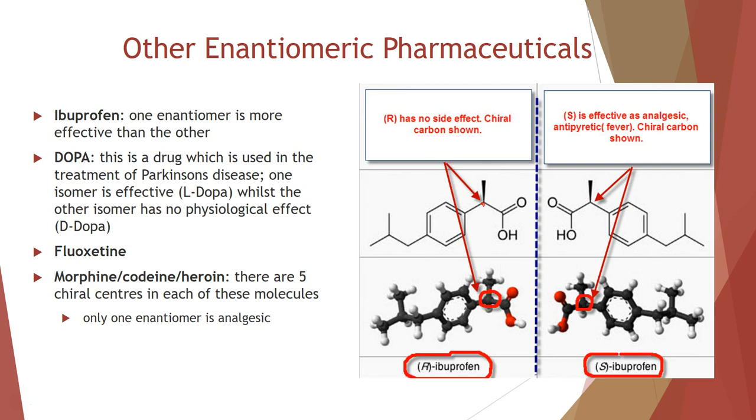Fluoxetine, morphine, codeine, heroin, all of these contain chiral centers. In fact, morphine, codeine, and heroin have 5 chiral centers. Only one combination of those 5 chiral centers actually has the analgesic properties. The other ones don't bind into the opioid receptor in the brain in the same way, so they don't elicit the same effect due to them not matching that specific 3-dimensional arrangement.